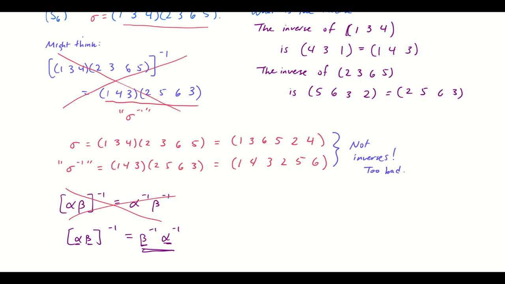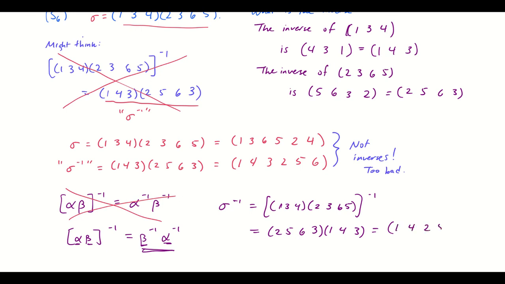So if I think again about this sigma inverse, the inverse of (1 3 4)(2 3 6 5), the inverse of that should be the inverse of the right-hand cycle, (2 5 6 3), times the inverse of the left-hand cycle, (1 4 3). And just as a way of checking, let's write down the cycle notation for that. That's, let's see, 1 goes to 4, 4 goes to 3, which goes to 2, 2 goes to 5, 5 goes to 6, 6 goes to 3, and 3 goes back to 1.